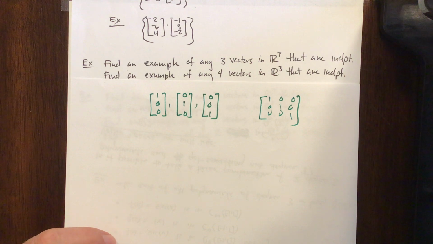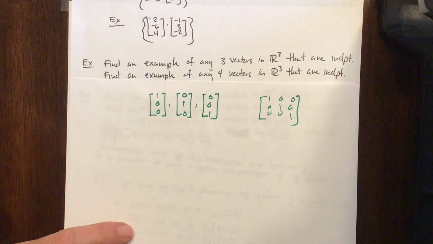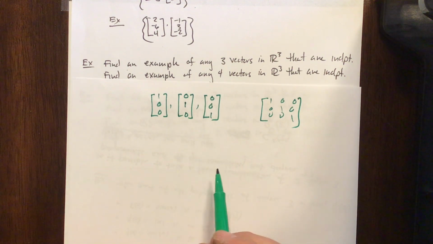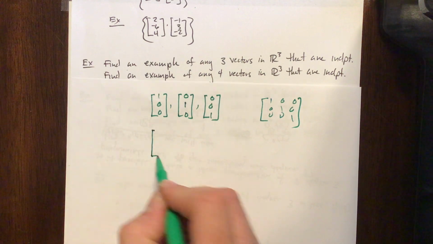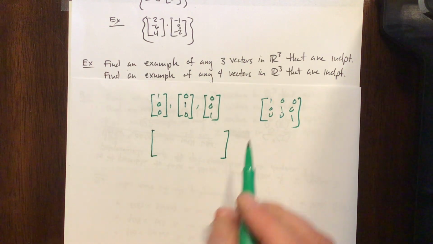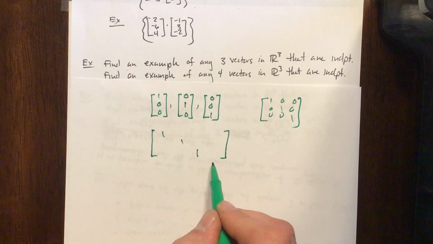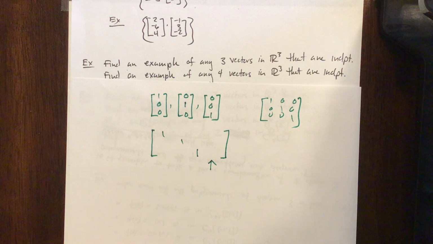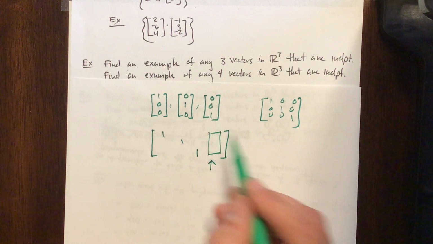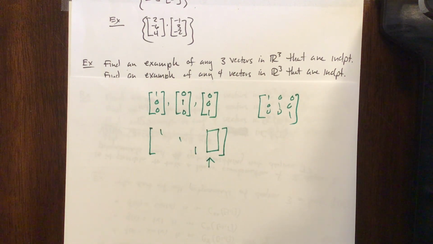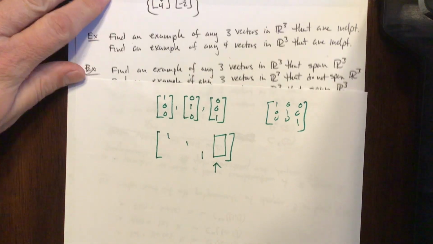Find an example of any 4 vectors in R3 that are linearly independent. Well, here's where we run into trouble. If we add a 4th column, you can only have a pivot in 3 of those columns. That means for the 4th column that you add, there's not going to be a pivot, and therefore the list will be linearly dependent. So that one's not possible.